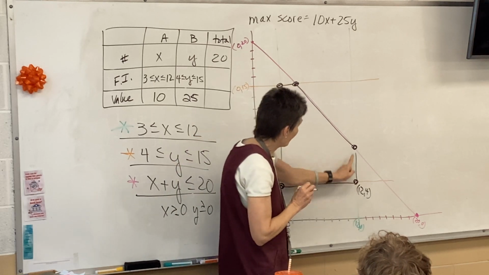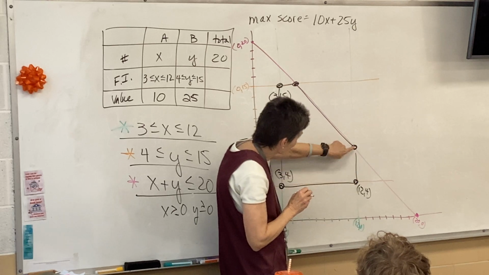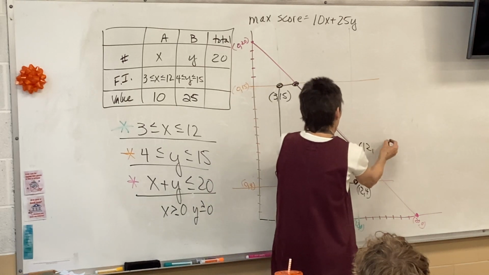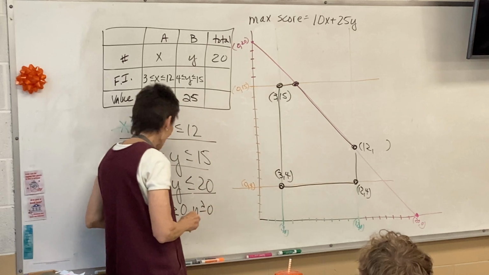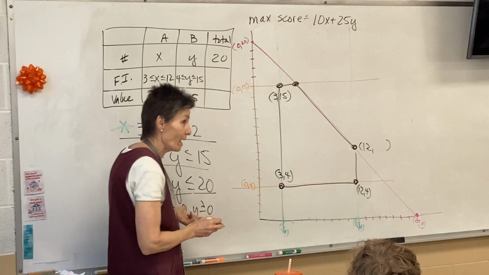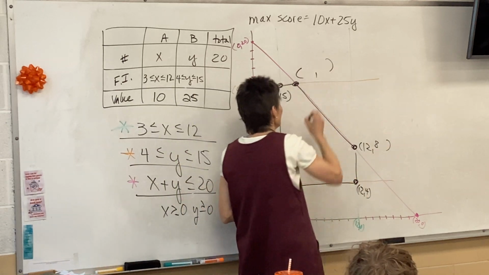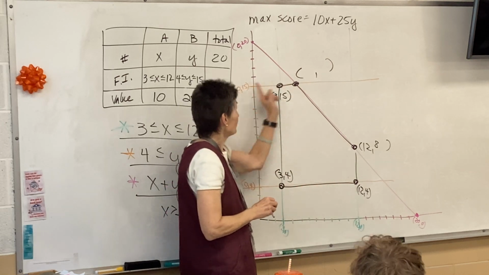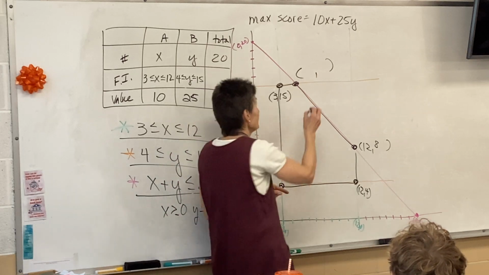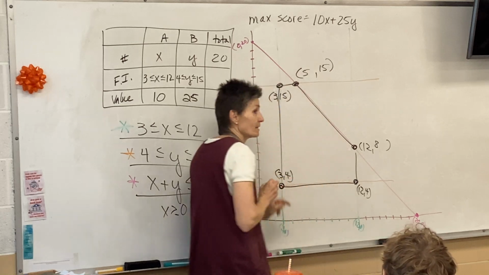What do I know about this point right here? Now look, it's on this green line, so what do I know about it? The X is 12. But if we're on pink, we have to add up to 20. So if we already know that X is 12, then Y has to be 8. And similarly for this one, he's on an orange line, so we know Y is 15. But he's on pink, so he has to add up to 20, so X is 5.